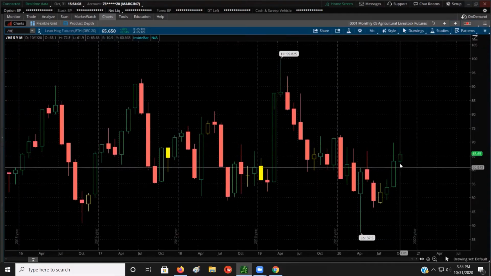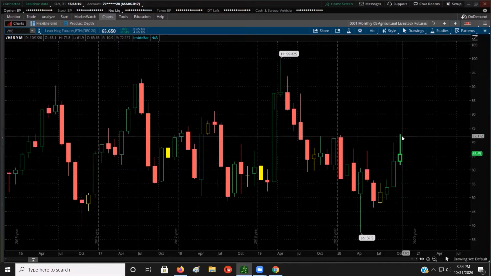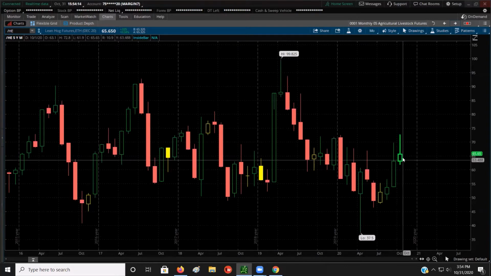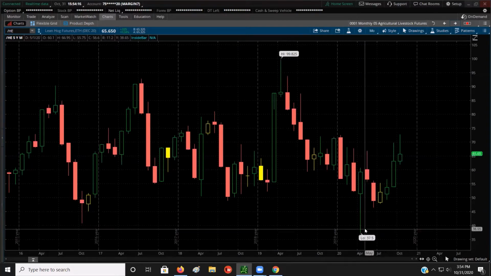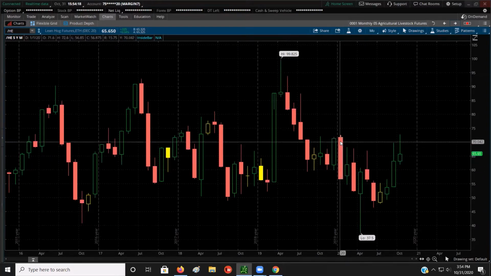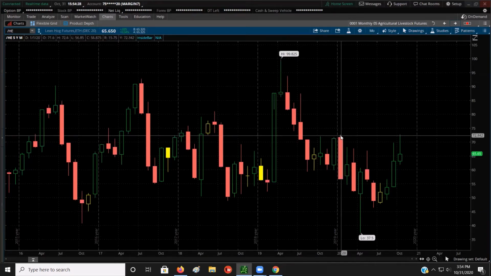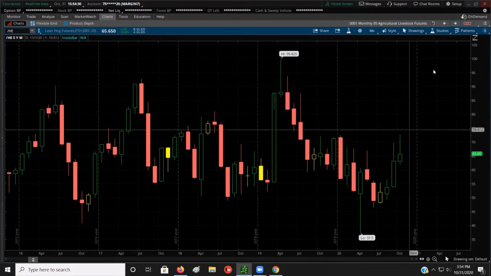Lean hog made a higher high and higher low than the prior month. The momentum is up. The trend is up. It's bullish. Here's the low of the year. Here's the first monthly candle. We're just shy of that. This has been a supply zone. The first time rejected it, sellers were there, and it happens again.